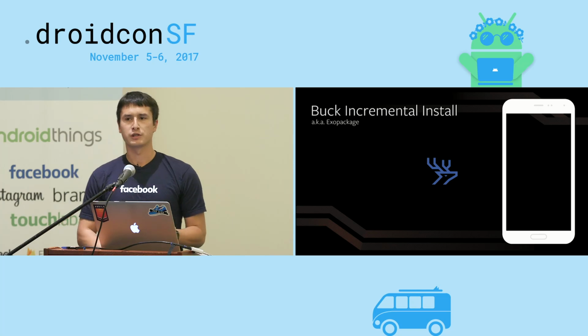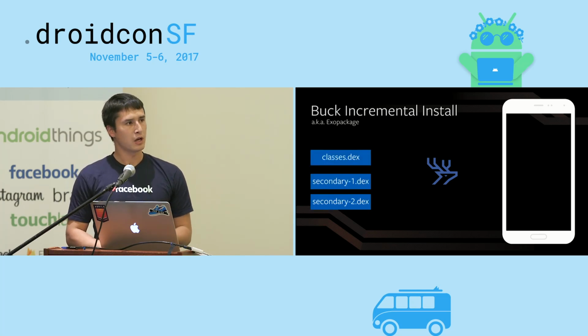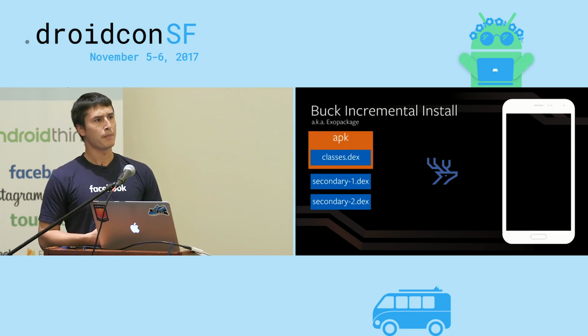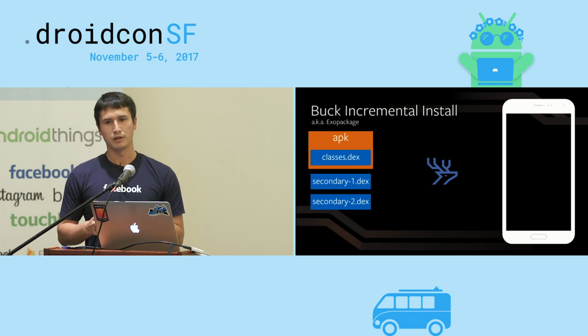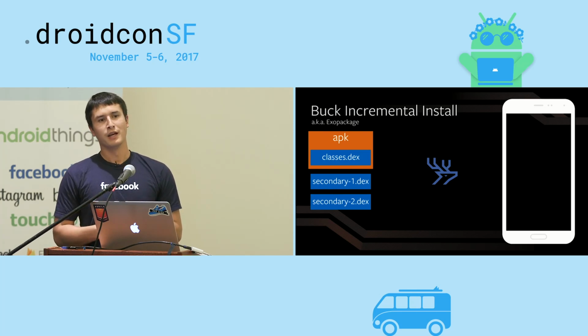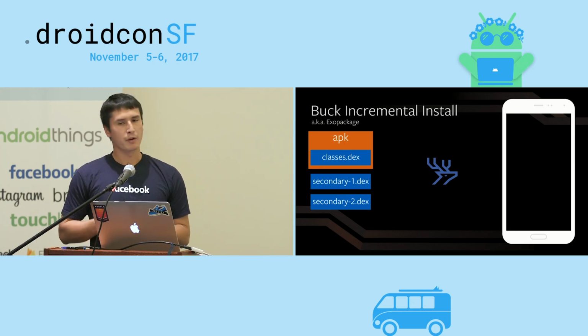And the way that it works is we split up your code into multiple dex files. So there's still a primary dex file, the classes.dex, that goes into the APK. But Buck puts the minimum number of classes in there possible so that your app barely boots. Once it boots, it loads the secondary dex files from a different location.